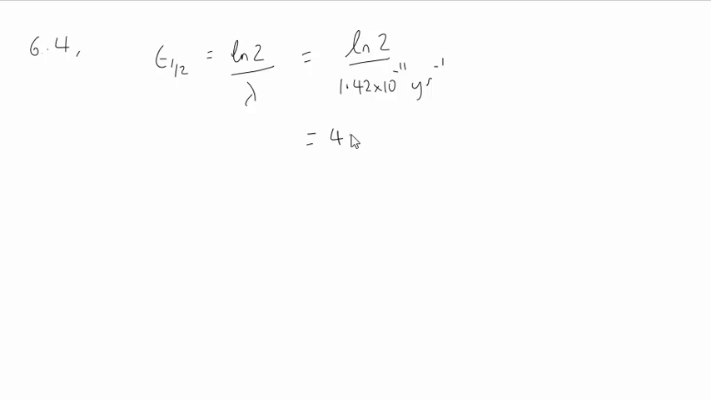In 6.4, we're to calculate in years the half-life of rubidium-87. Well, half-life is given by the natural log of 2 over the decay constant. And the decay constant is in years, and we're after an answer in years, so this is fine. It's just ln 2 over 1.42 times 10 to the minus 11 years to the minus 1. And that gives 4.9 times 10 to the 10 years.